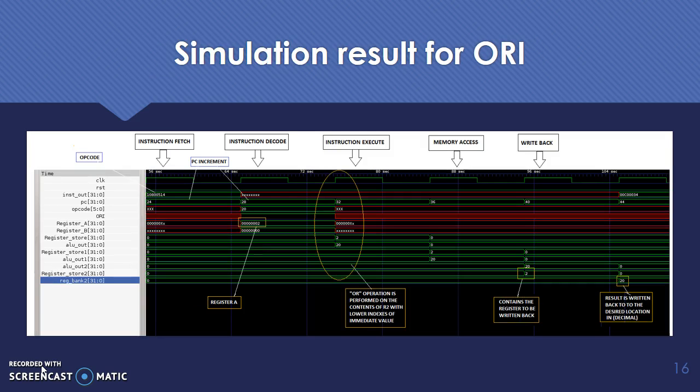ORHI and ORI are similar, only that ORing happens on the lower bits of the immediate value. So in this instruction, we can see that the flow of the instruction is as in ORHI, and we see that the result 20 is being written to the desired location in the final cycle.